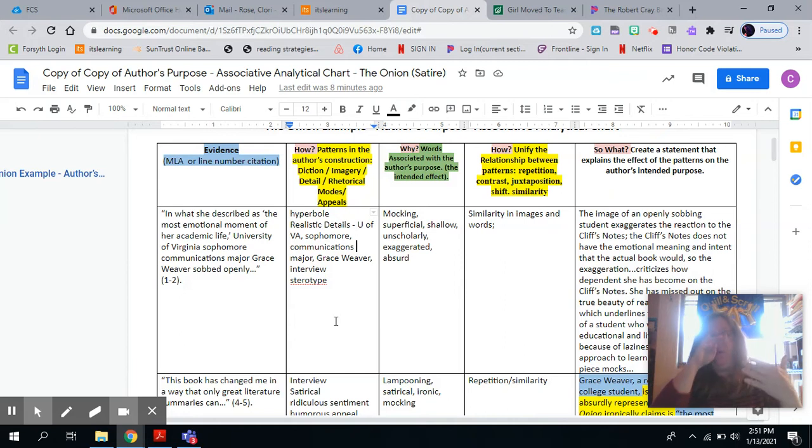So we see that an interview style is being used. Definitely it's hyperbolic because she says it's the most emotional moment of her academic life. There's some realistic details to lampoon this setting. And let's see, the stereotype.